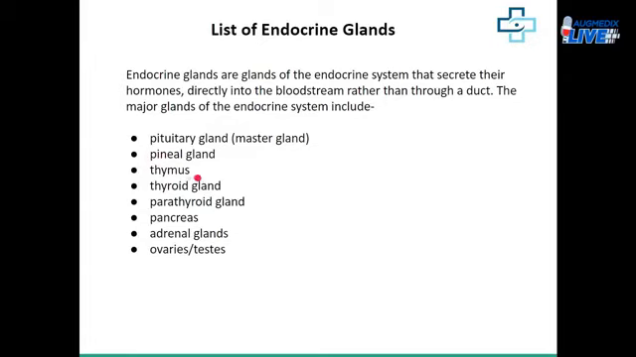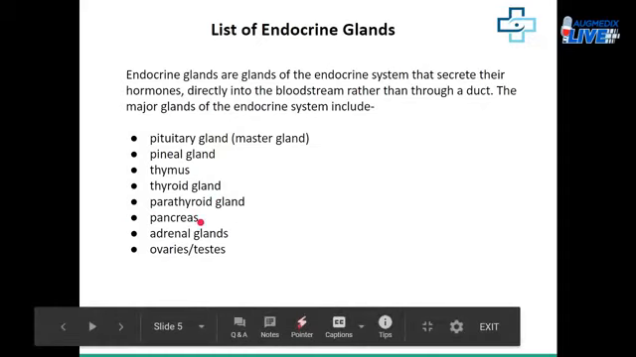It usually provides immunity during childhood. Then we have the thyroid gland. The thyroid gland usually releases thyroid hormones, which help in metabolism. Next, we have the parathyroid gland, which acts to control the calcium level because it releases a hormone known as parathyroid hormone. Then we have the pancreas, which is actually a mixed gland, and I will discuss it in detail in the next slides. The adrenal glands are located at the top of the kidney, and lastly, the ovary and testes.